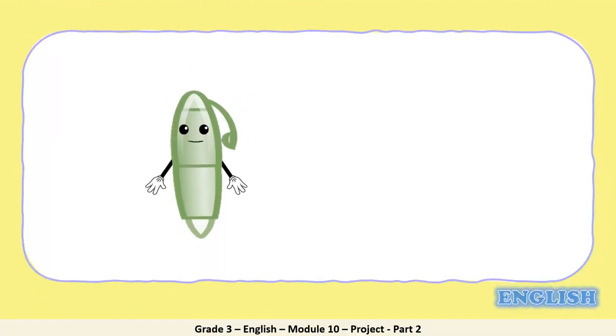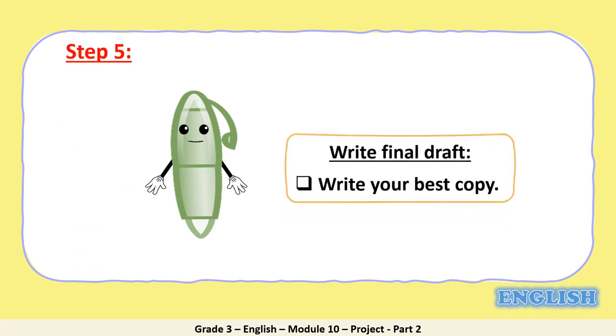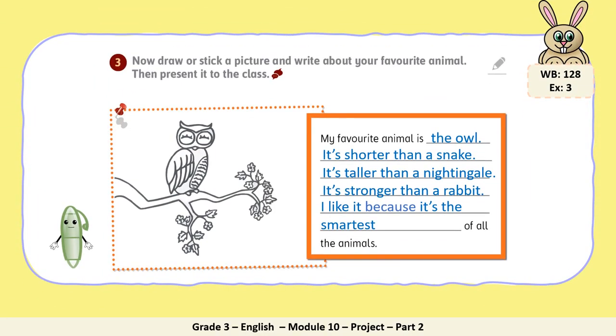Finally, we reached the last step. Write your final draft. Do your best to make your writing special and use nice handwriting. So this is my final paragraph after correcting all my previous mistakes. My favorite animal is the owl. It's shorter than a snake. It's taller than a nightingale. It's stronger than a rabbit. I like it because it's the smartest of all the animals.